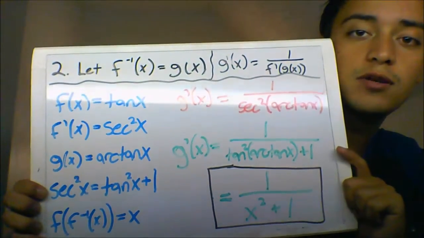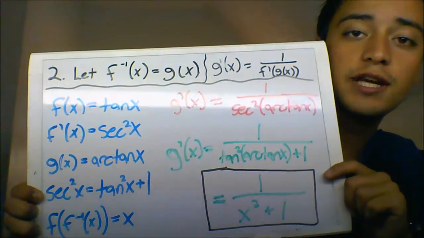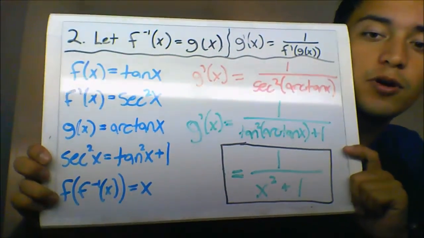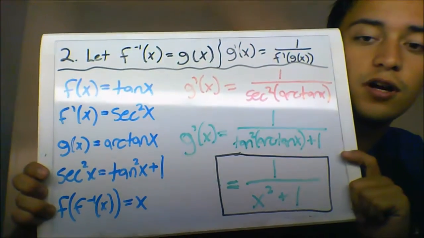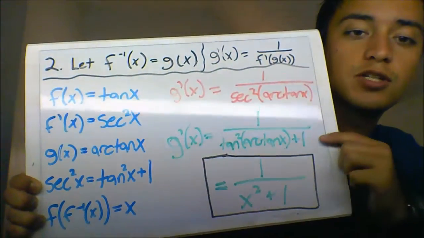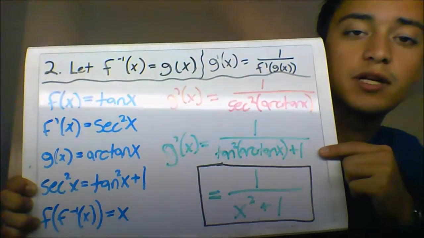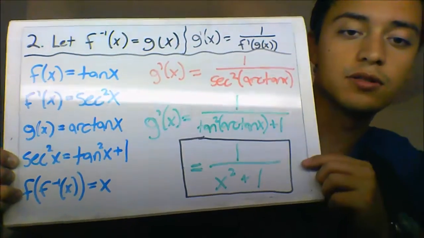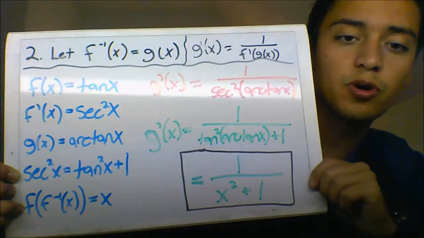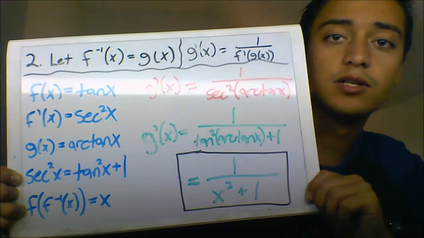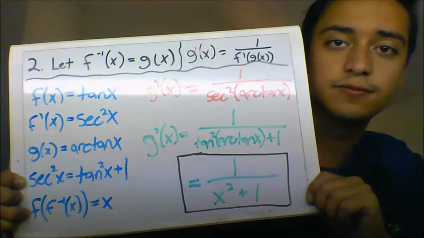Now that we know what secant squared of x is in relation to tangent, and we plug in arctangent into there, this last part right here shows us that f of its inverse is equal to x. So since tangent is squared and its inverse is plugged in for x, then we're going to get this final equation and the answer to our problem, which is 1 over x squared plus 1, which is the derivative of arctangent.